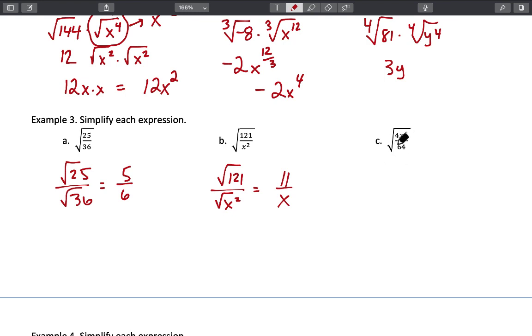Then our last one here on this first page is the square root of 4x to the 4th. Make sure that radical goes all the way across. Divided by the square root of 64. That's going to simplify to 2x squared over 8. And you can go one more step. That 2 over 8 will simplify to 1/4 and then x squared.